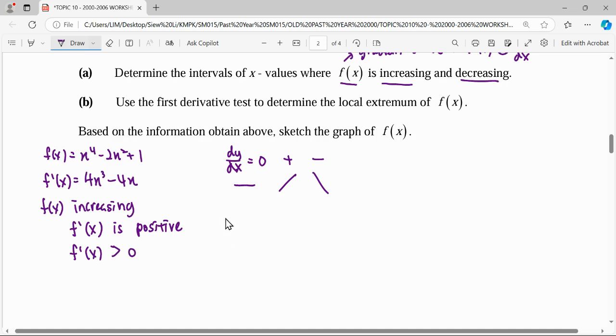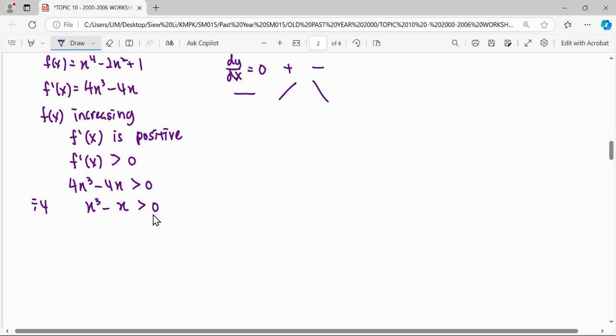So we want the function increasing, meaning the gradient is positive, so it's supposed to be more than 0. This means that 4x cubed minus 4x needs to be greater than 0. We can simplify by dividing by 4. To solve this polynomial inequality, we factorize by taking out the x, and this quadratic can be factorized some more.